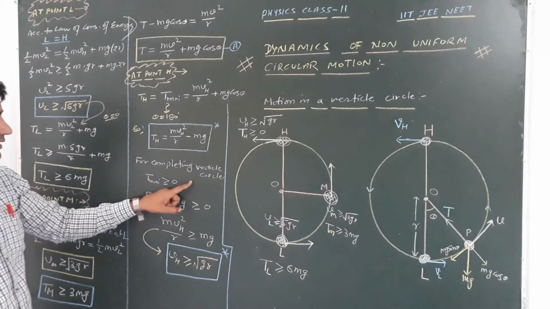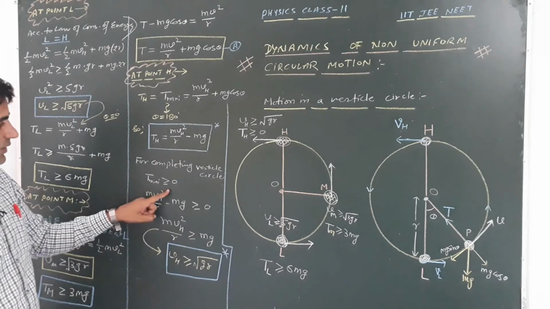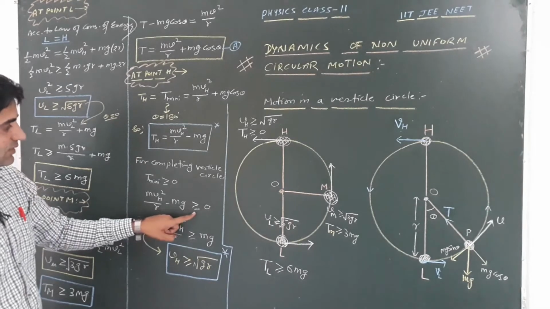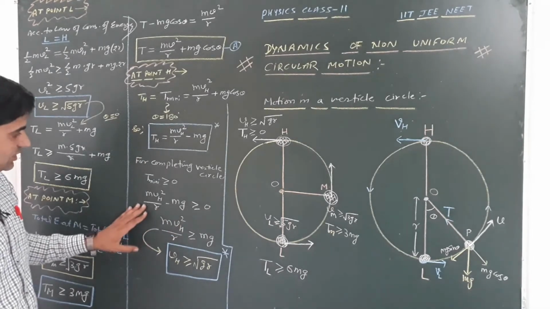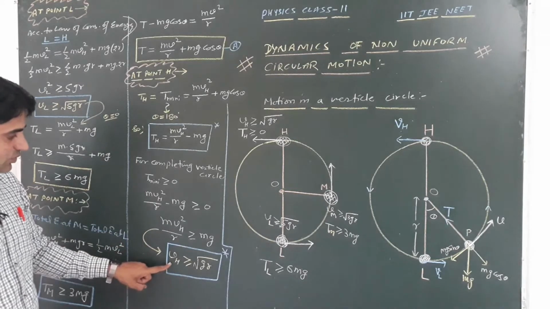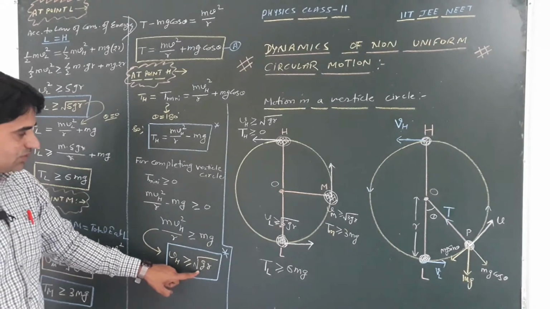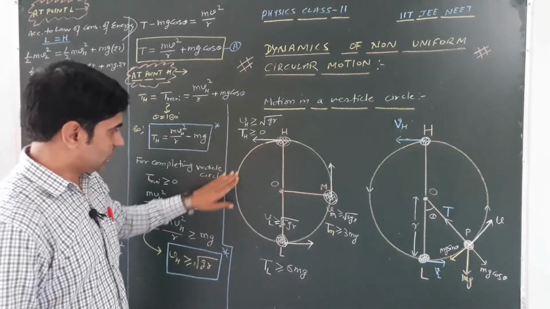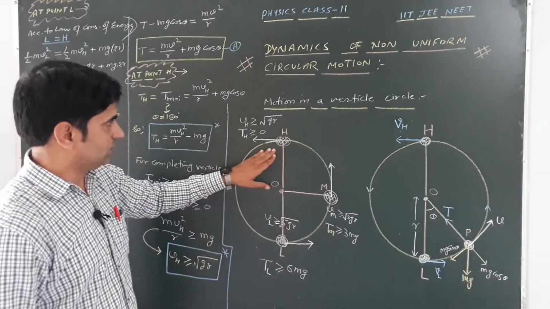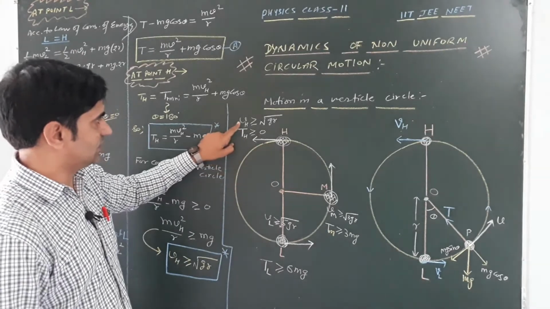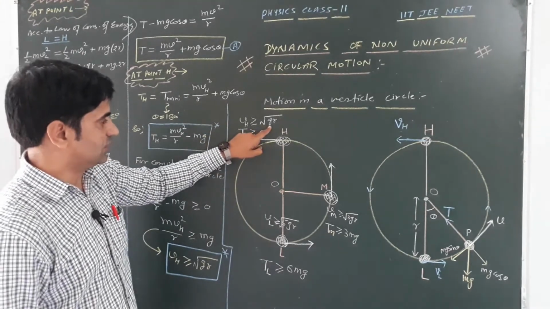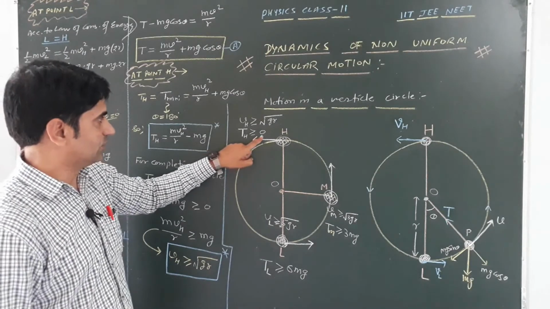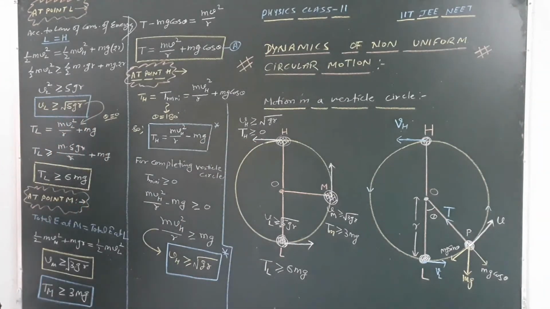So for completing the vertical circle, T minimum should be greater than or equal to 0. So we can write mvh square by r minus mg should be greater than or equal to 0, and one can easily find out the velocity at highest point, that should be greater than or equal to square root gr. So we can say that at the highest point, to keep moving along the circular path, the stone needs a minimum velocity that is equal to square root gr, and minimum tension T in the string should be equal to 0 or greater than that.